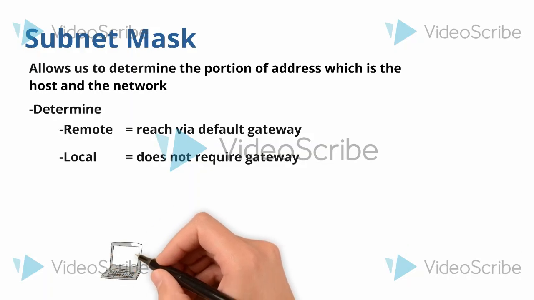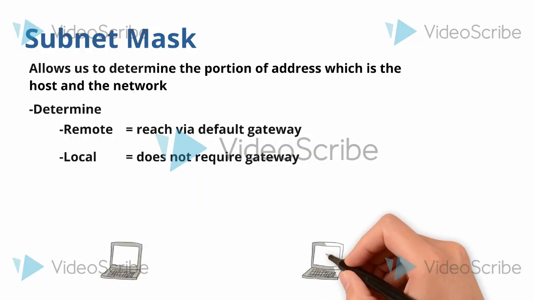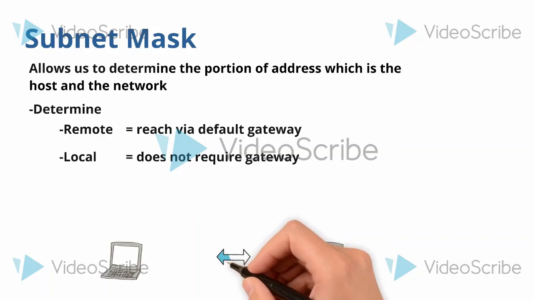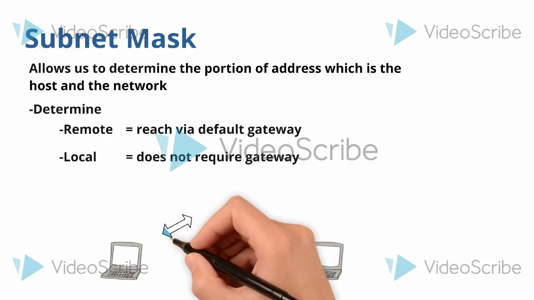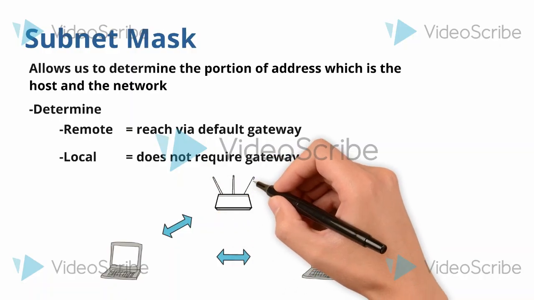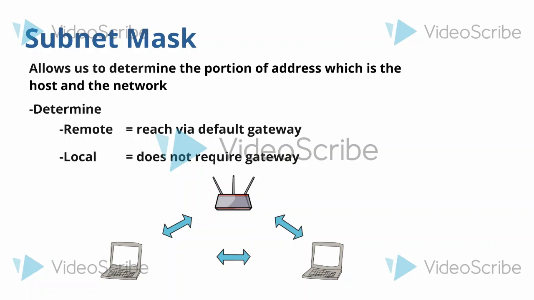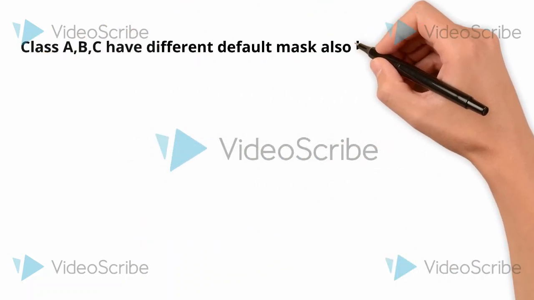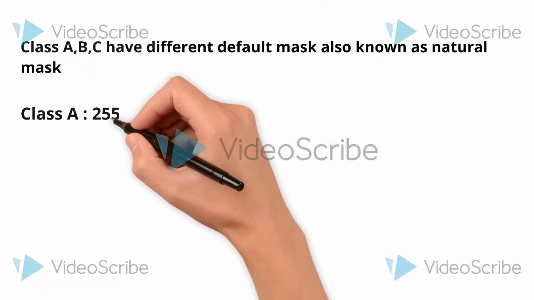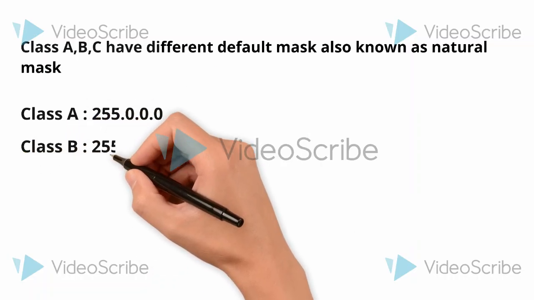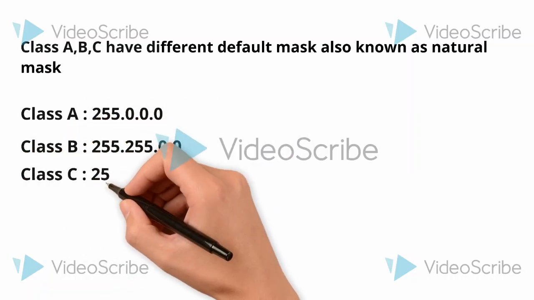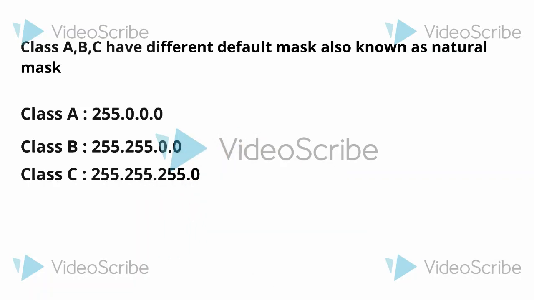So if PC A and PC B are in the same subnet, no default gateway is required. But if they're on different subnets, then a default gateway would typically be required to do the routing between the two PCs. So that's essentially what a network mask does. Now, as I've explained, Class A, B, and C networks have default masks, which are also known as natural masks. In a Class A address, the first octet is the network. In a Class B address, the first 2 octets are network, and with a Class C address, the first 3 octets are the network portion.